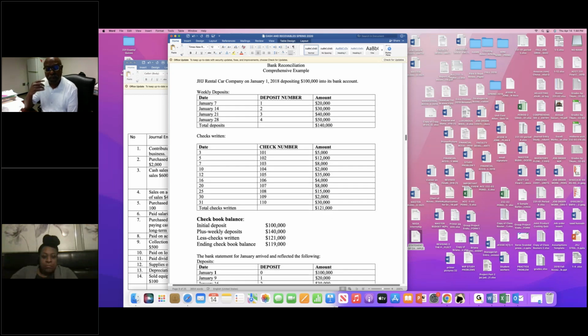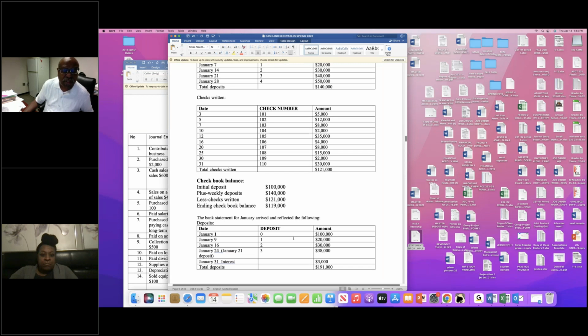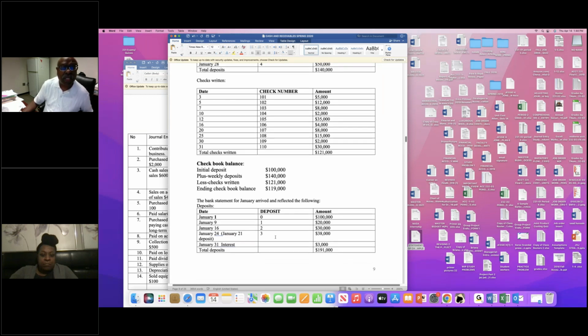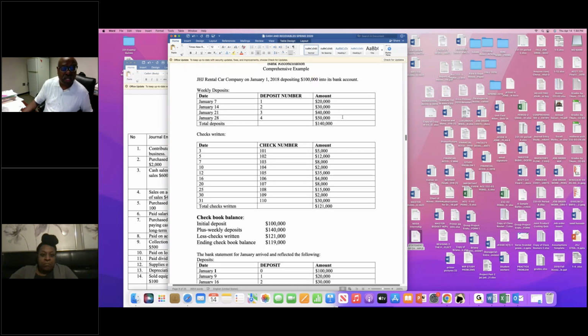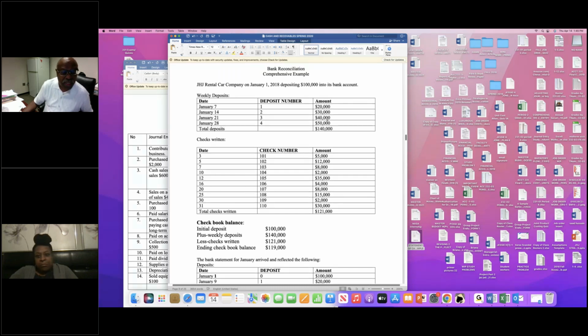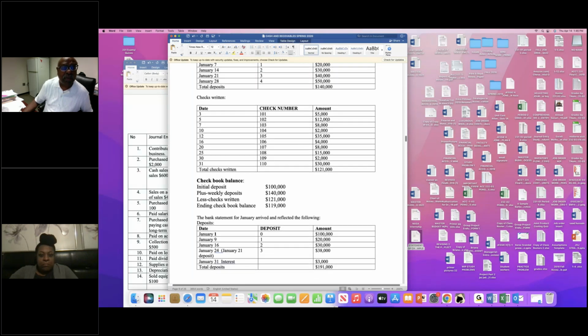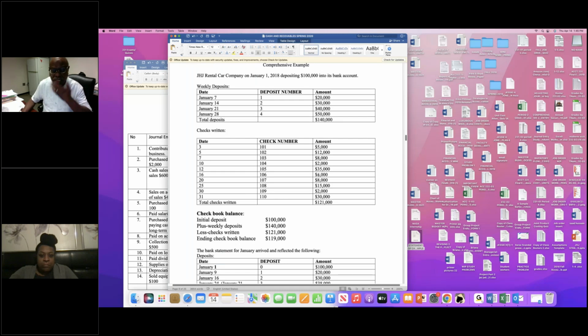Any questions? The bank statement comes in and it shows the 100,000. It shows the 20 and the 30 and the 38. Well, it shows the 38, but it does not show that fifth deposit. And for the third deposit, instead of 40,000, the bank says that deposit was 38,000.